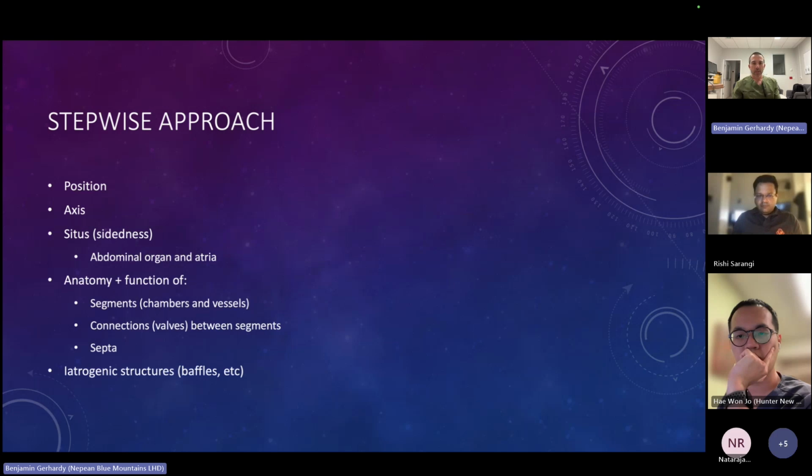So that's what's the position, what's the axis, what's the situs, because they're all kind of easy. And then what joins to what. And then last thing is looking at the baffles.